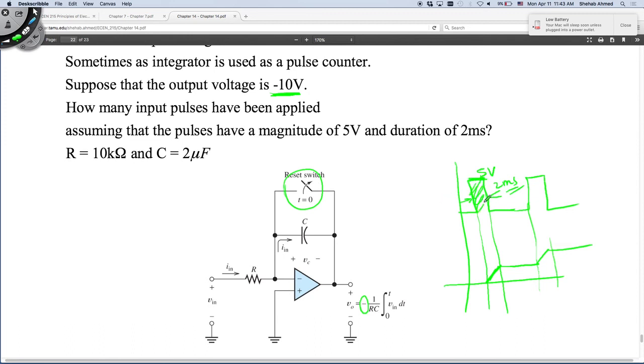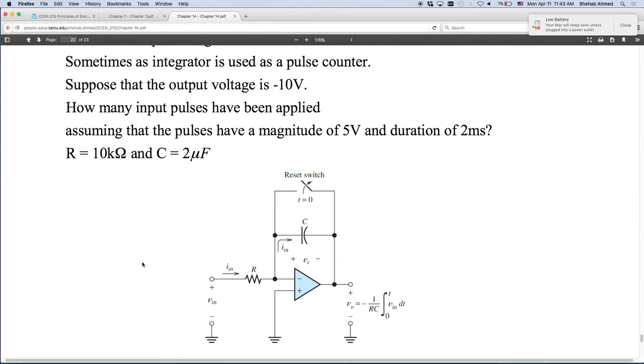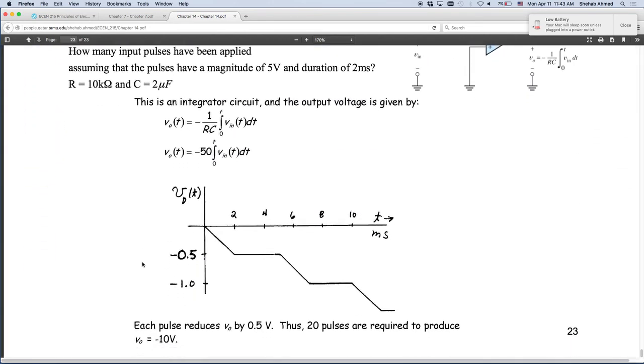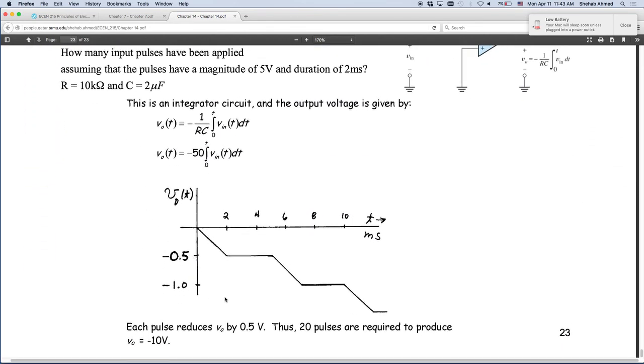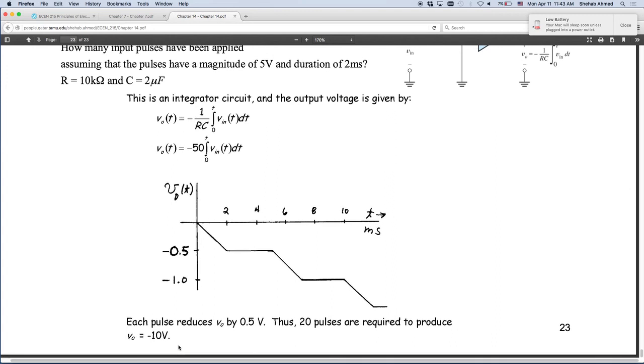Basically calculate this area. It's 0 at the beginning. The final value is the value of the area under the curve. And then it's fixed, and then it steps up again by the same amount, the area under the curve. Okay, so that's this example. They tell you the solution is 20 pulses are required to produce minus 10 volts. So each pulse is going to produce minus half volt. Any questions on this? Please go through the example.